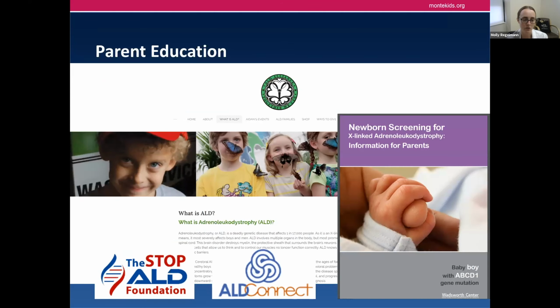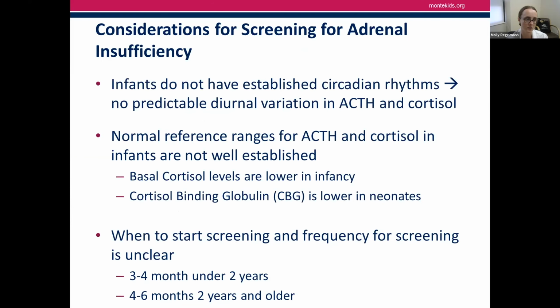I also try to encourage people to go to websites. I saw that those were listed before, but to go to places where they can get accurate information as well. And then we talk a lot about what we do for screening. With infants in particular, there's a lot to consider with screening for adrenal insufficiency.